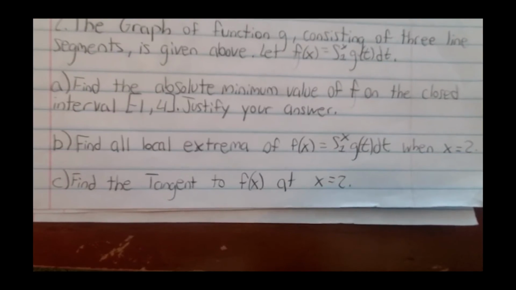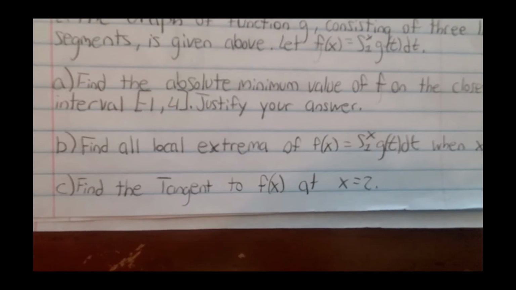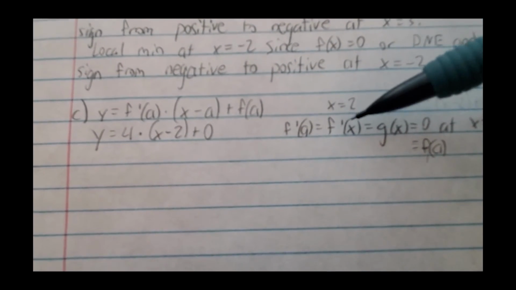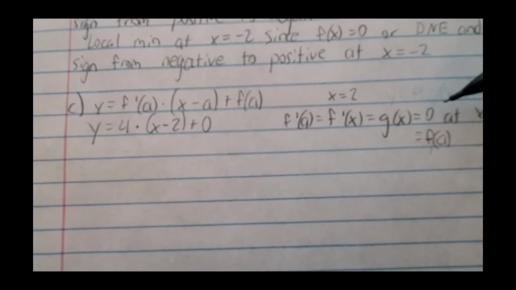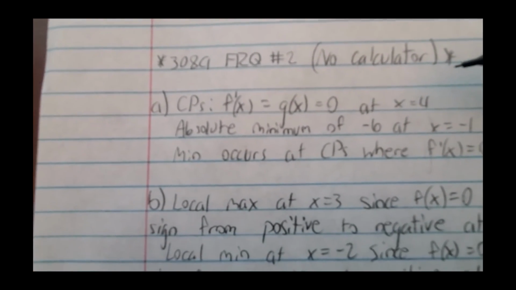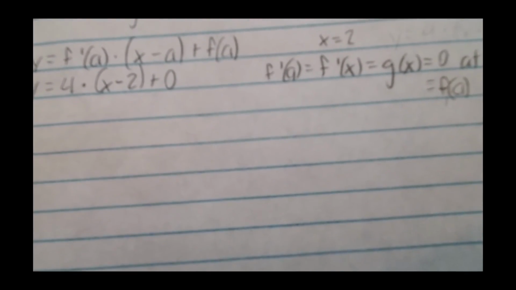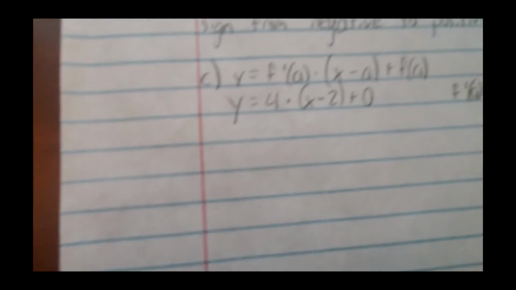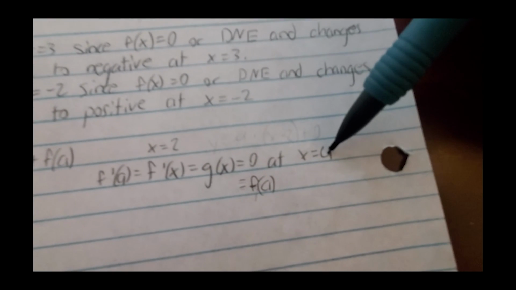from this point. Tangent line of f of x at x equals 2. So we know f prime of a is the same as f prime of x, which is equal to g of x equals 0, since we stated that above here. At x equals 4, 0 will be equal to this, so we plug that in right here, and we know the x value, x equals 2. We plug it in right here, and times 4 because that is the x value right here.